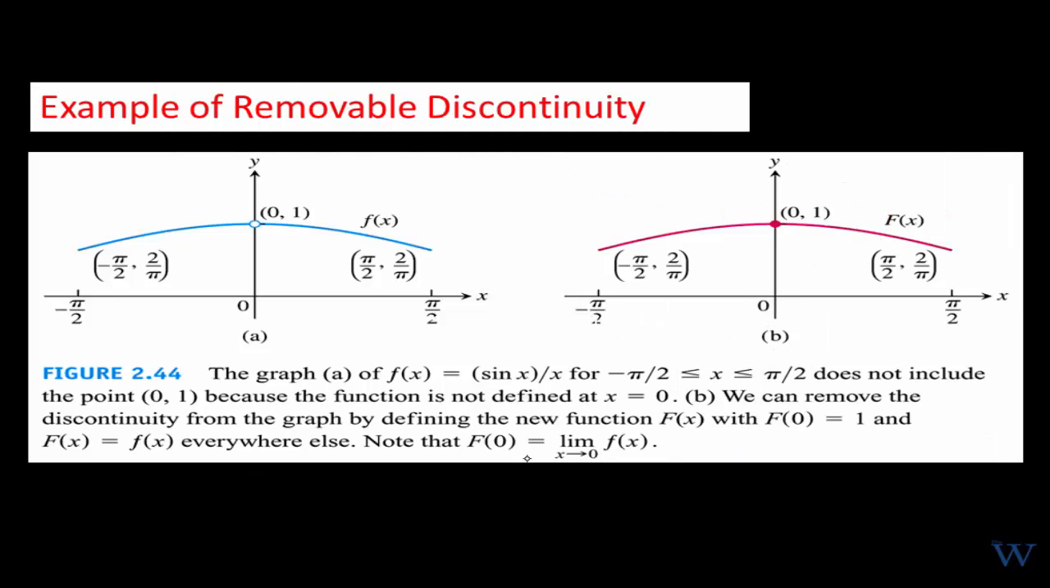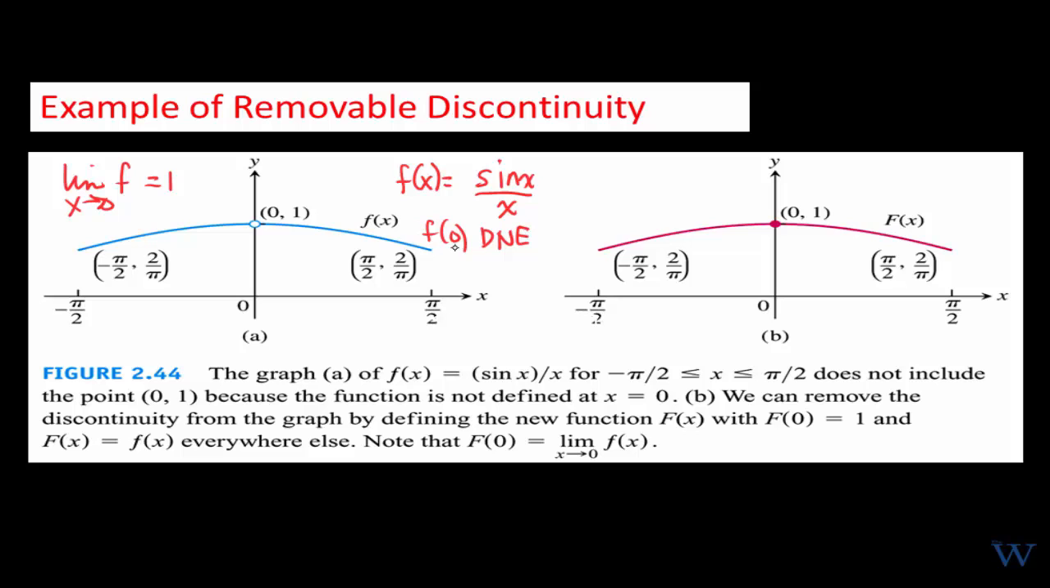Again, here's an example of a removable discontinuity, and this is a very familiar function. f of x is equal to sine x over x. When we look at the limit as x approaches 0, remember that this is a theorem, and we see that the limit of f of x as x approaches 0 is 1. Because remember, the limit of sine theta over theta is 1. It's the same thing, we just change the variable to x. But what is f of 0? It does not exist.